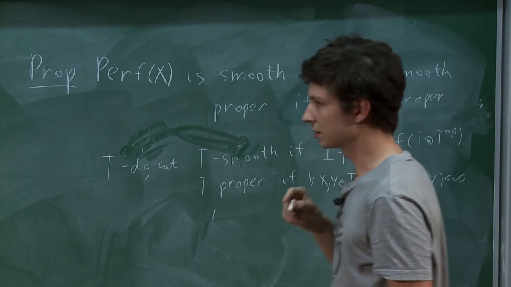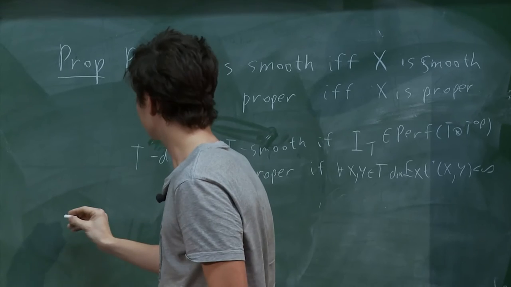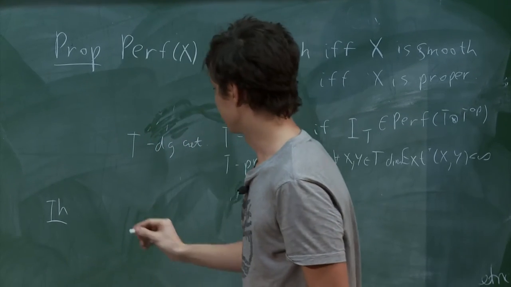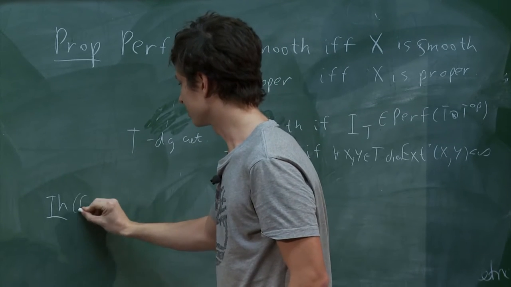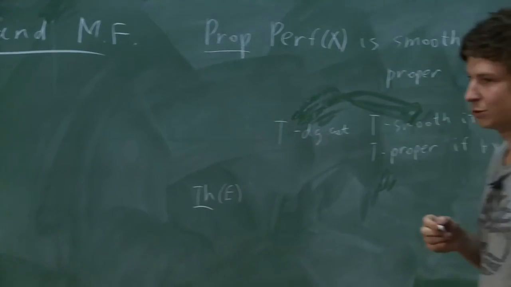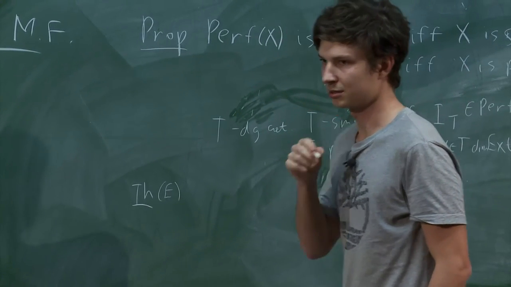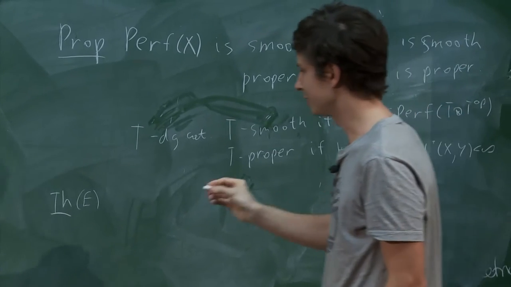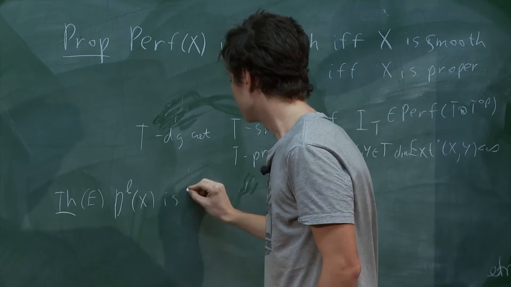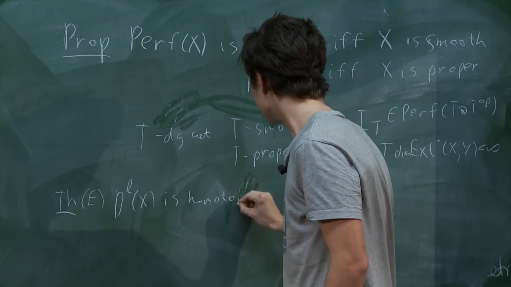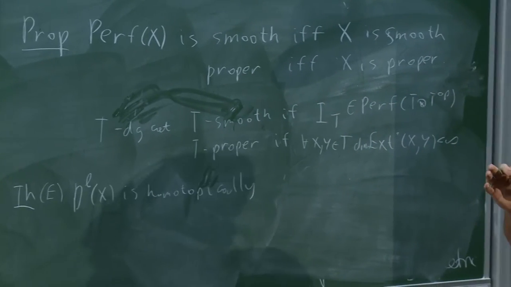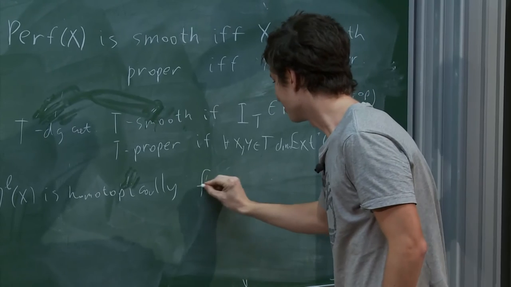This is classical, and a couple of years ago I proved that this category D^b(X) is always quite nice, namely D^b(X) is homotopically finitely presented. Could you double the size? I'll try. Homotopically finitely presented.